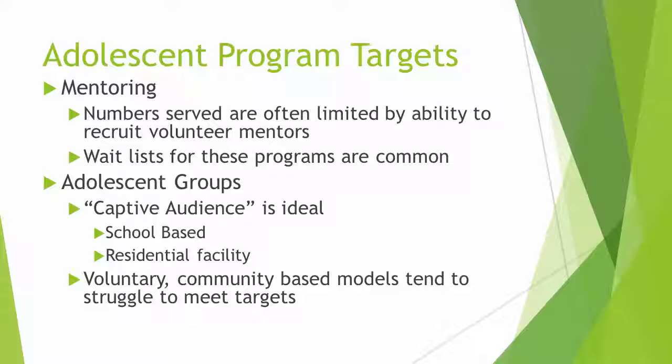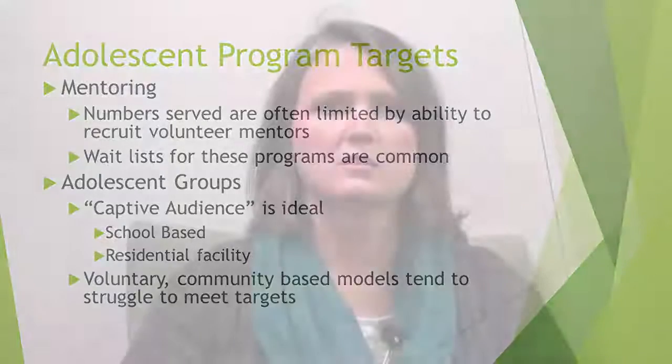Adolescent-focused programming delivered in school classrooms or residential settings is often likely to reach the intended population. These targets can be set based on class size or on the average census for a residential program. Programs offered to these youth, however, on a voluntary basis in after-school or community settings are less likely to achieve targets. Expectations for numbers served for these kinds of programs should be kept lower.